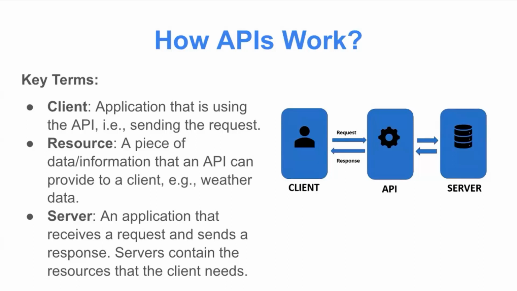The resource can also be images or text or some kind of information that is stored in a database. A server, on the other hand, is an application that receives a request and sends back a response, which may sometimes contain a resource. And so the diagram here shows the basic workflow of API requests and responses and how they go between the client and the server.